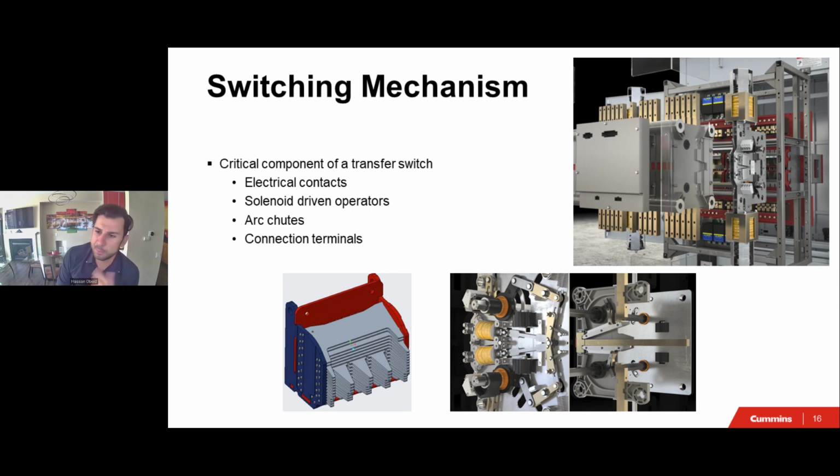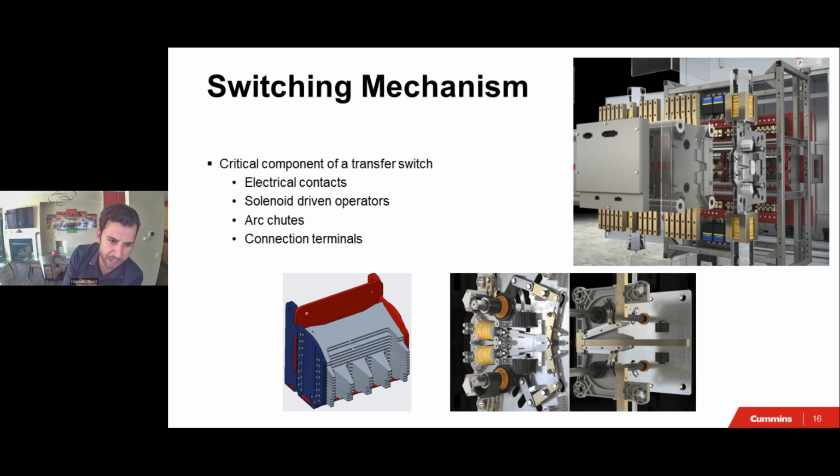Let's talk about the mechanism. One slide on it. It is a critical component of the transfer switch, right? It's the guts of that transfer switch. It's that mechanism. It has the electrical contacts on it, and those electrical contacts typically are brazed on for better conductivity and corrosion resistance. And those are where the contacts are brazed on to the switch contact, the switch mechanism itself.